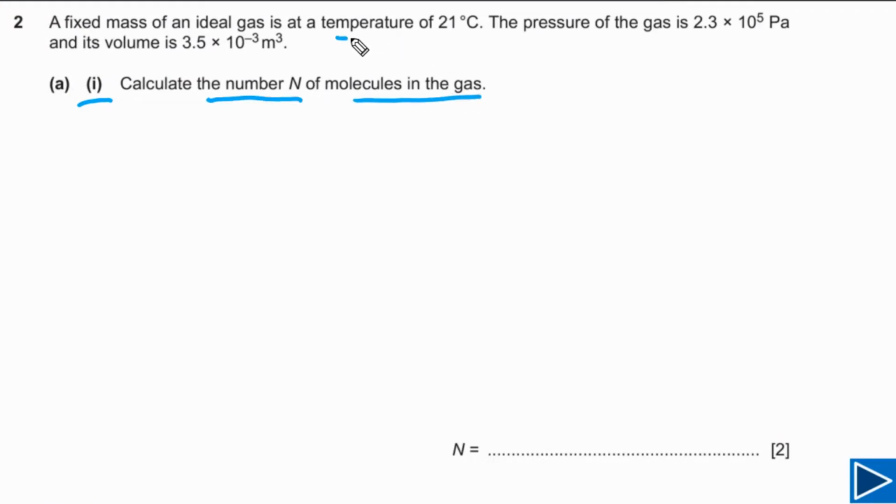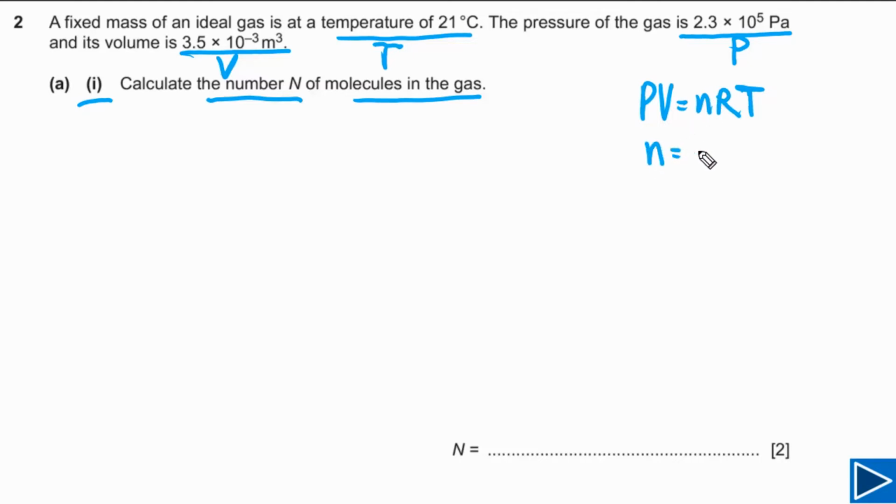For this question, the temperature of the gas is given, so simply we can say this is T. The pressure of the gas is given, so we can say this is P. And the volume of the gas is given, so this is V. Now we need to calculate the number of molecules in the gas. The first thing you need to consider is that PV is equal to nRT. In this equation, you don't see the number of molecules. That n is the number of moles.